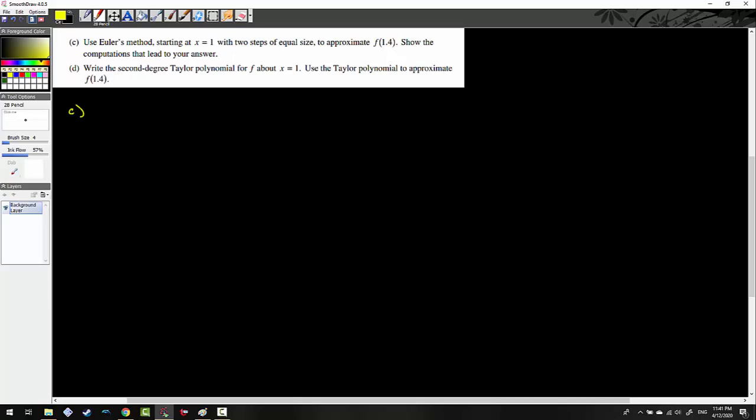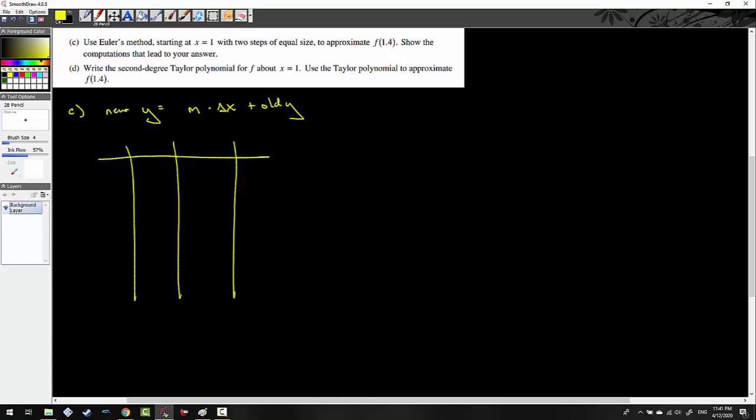So if we're going to show the computations that lead to the answer, we have to remember, how do we find the new y value of Euler's method? And if you want, you can pause and say, yep, I know how to find the new y of Euler's method, and I would write that down immediately. So I would say the new y is equal to m, which is dy over dx, the slope, times the delta x, which is the change in x at that moment in time, plus the old y, and that's how you get the new y. So I would make our table. So I got an x, a y, dy over dx, or m in this case, and then new y.